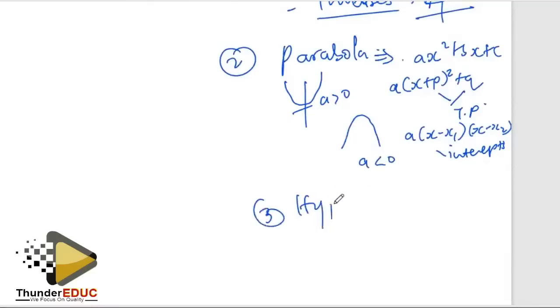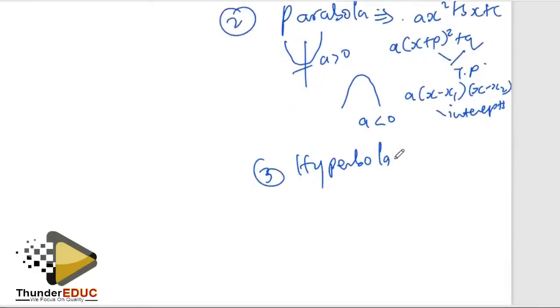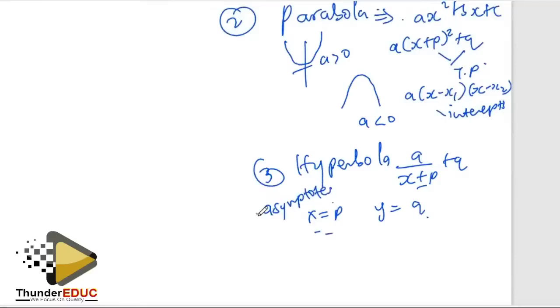Then we have the hyperbolas. Hyperbolas, so if the denominator is having x involved, so a over x plus p, plus q. With the hyperbola, we need to know how to get the asymptotes. So with asymptotes, we can say x is equal to negative p or y is equal to q, depending. If p is negative, then x is going to be positive. Say it's positive, then x is going to be negative. These are asymptotes, guys.